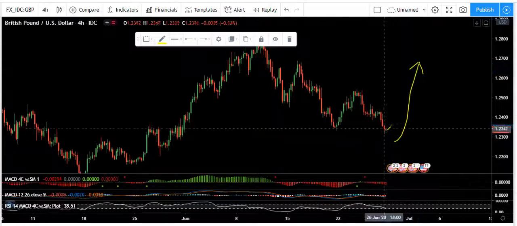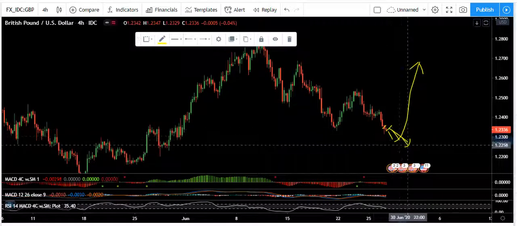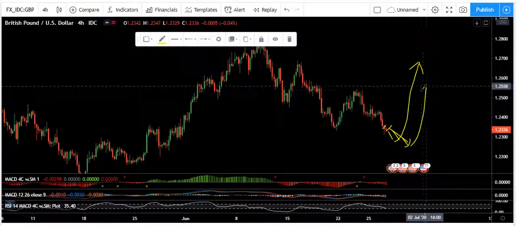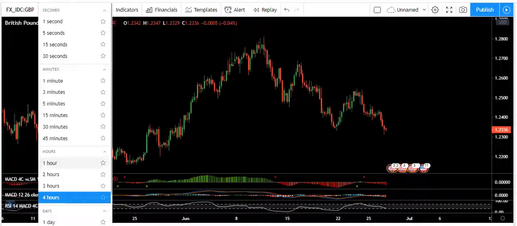But it doesn't mean we cannot get a sell setup. If we get a sell setup we can also take it, but we need to be quite careful because here the price can drop down before we take the up move. Okay. Now we move to the 1 hour.